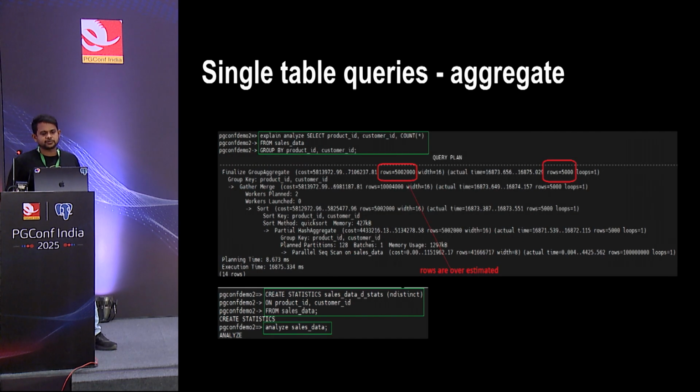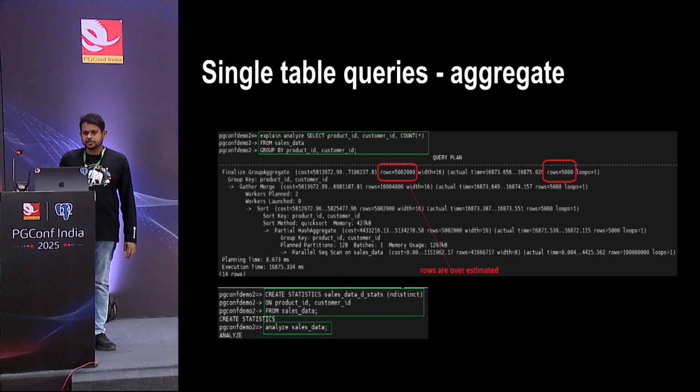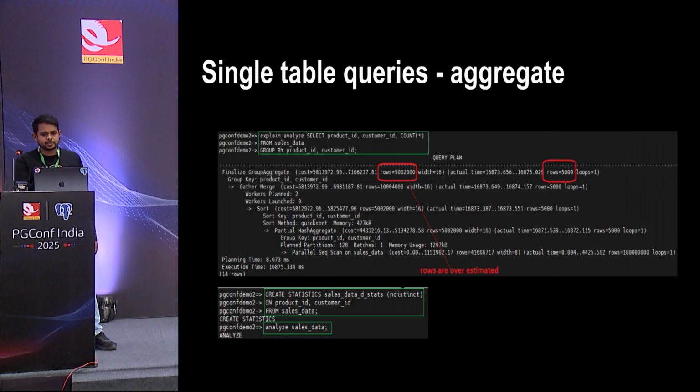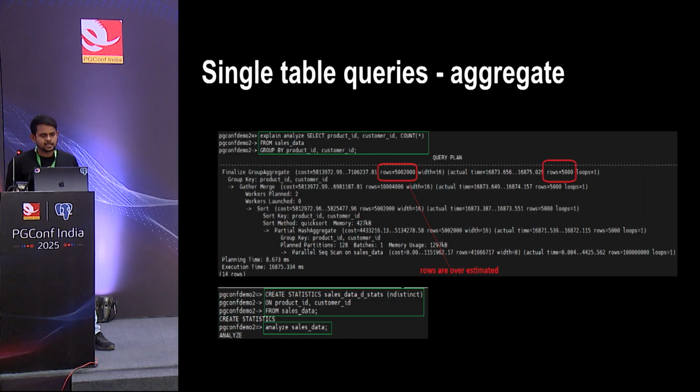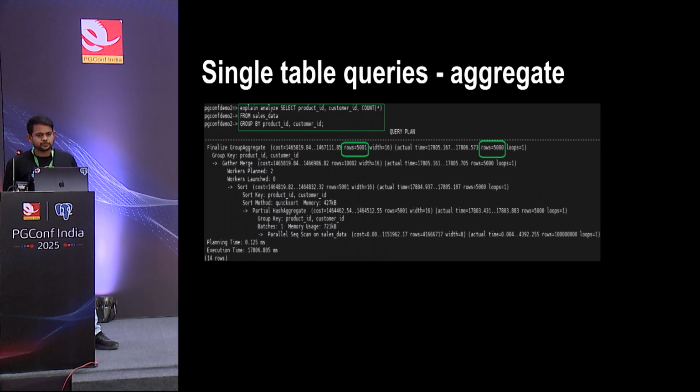I have the other query which is an aggregate. When I'm using the aggregate here, the rows are being overestimated by close to, I think, 100 times. So here I decided to create the other type of statistics. We call it n-distinct stats, and then I analyzed the table and reran the query. If you see, the planner looks good now.